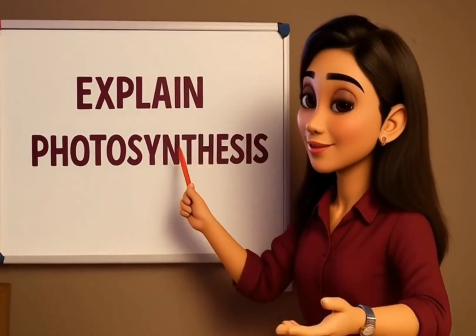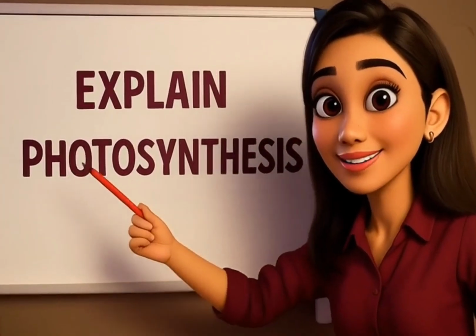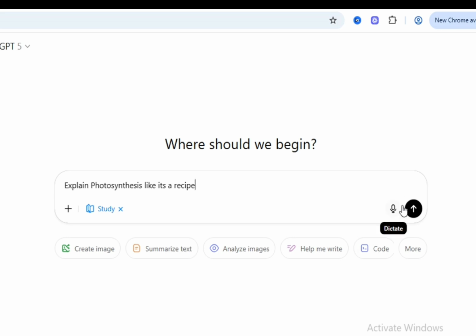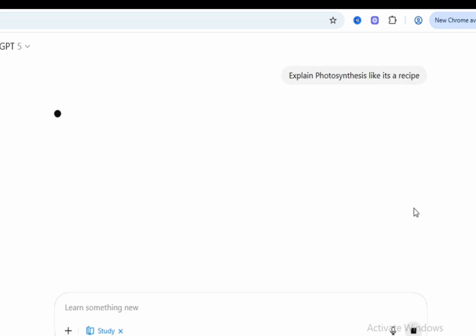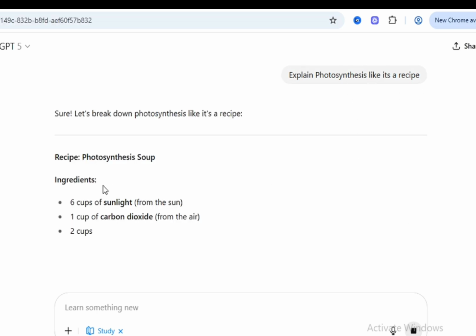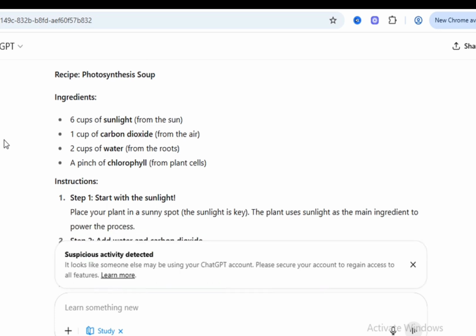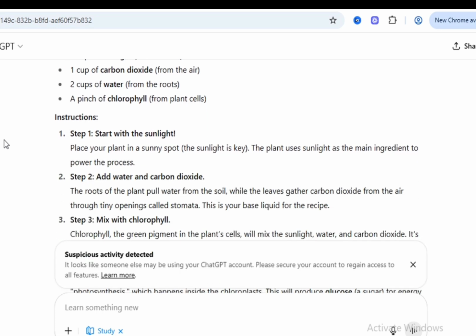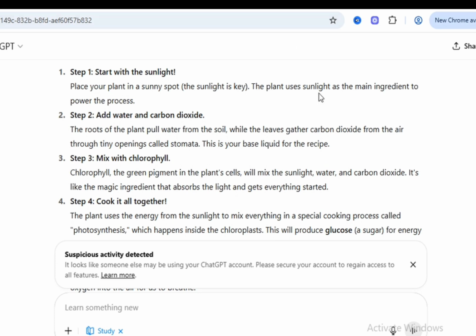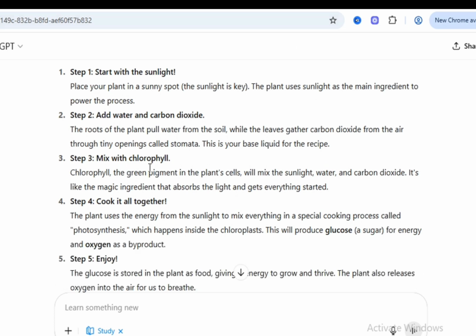Now let's see how it explains photosynthesis. You have probably seen it in every biology textbook, but do you really get how it works? Let's ask ChatGPT to explain it in a way that really makes sense. ChatGPT turns it into a recipe. Sunlight, carbon dioxide, water, and chlorophyll are the ingredients. Mix them up together and boom, you get oxygen and glucose. See, how easy is that? Now I will never look at a plant the same way.